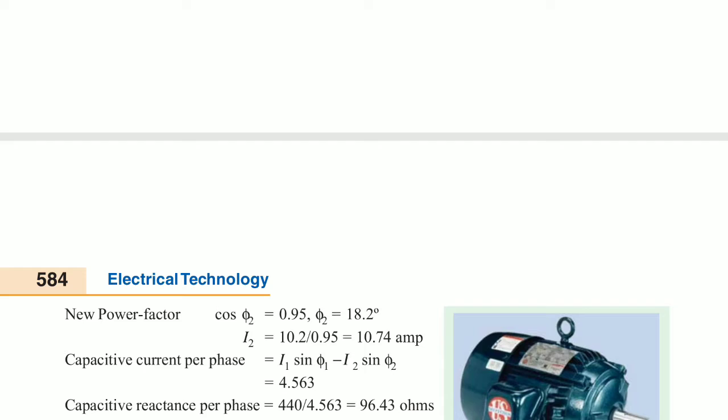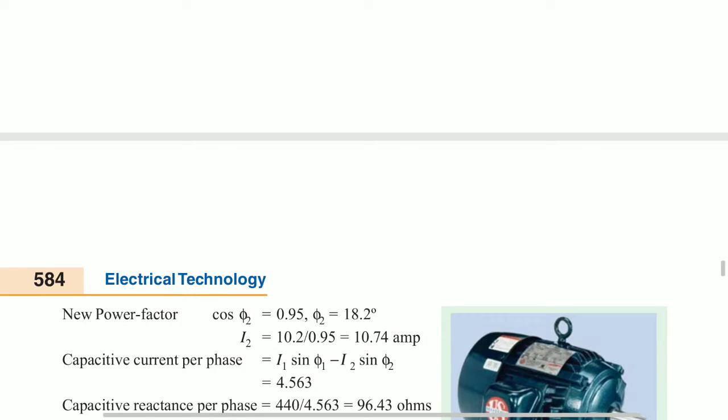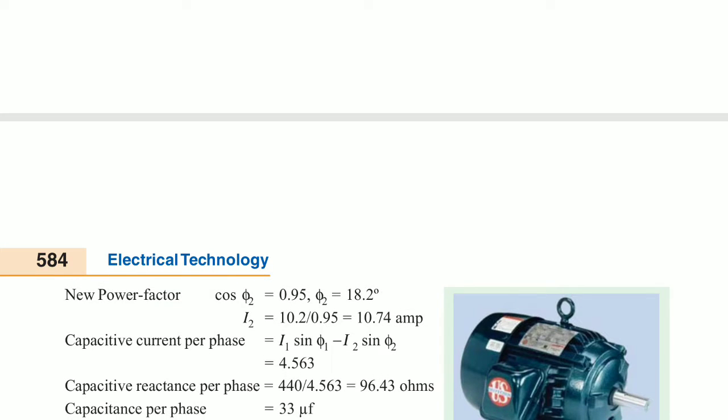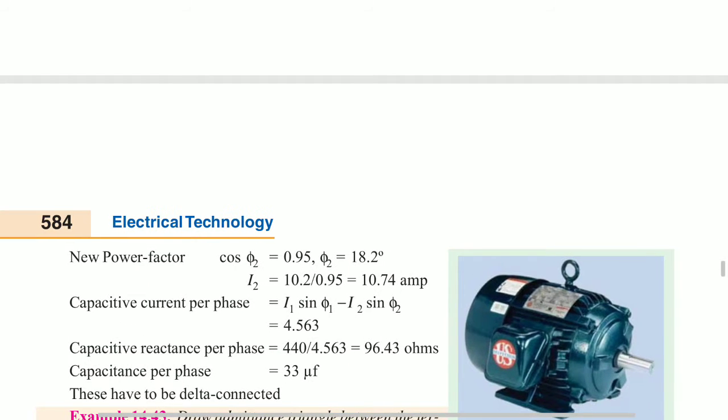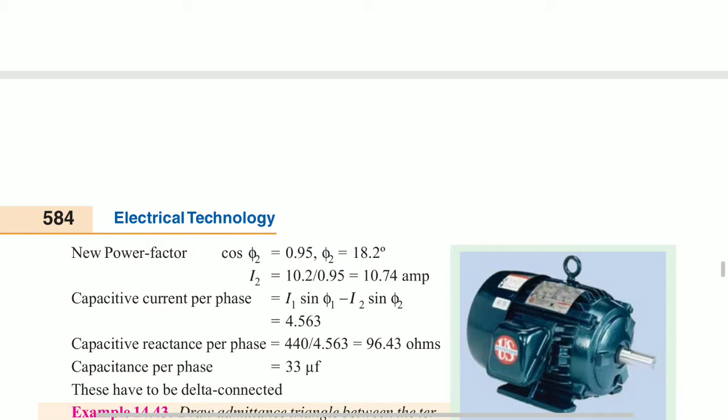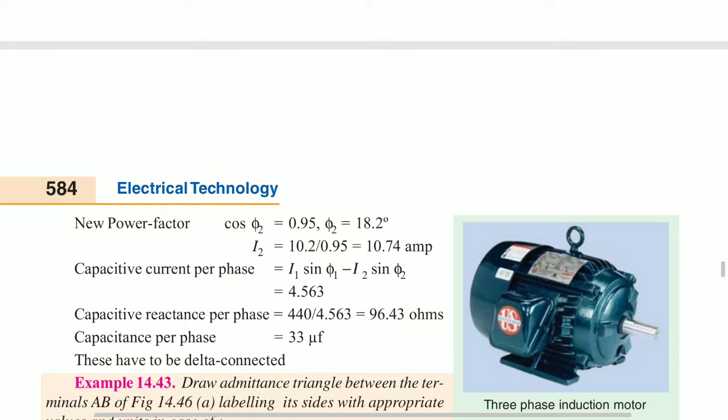Now the capacitive current is I1 sin phi 1 minus I2 sin phi 2, which results in 4.563. So the capacitive reactance per phase, XC, is the phase voltage divided by the phase current, that is 440 volts divided by 4.563, which is equal to 96.4 ohms.